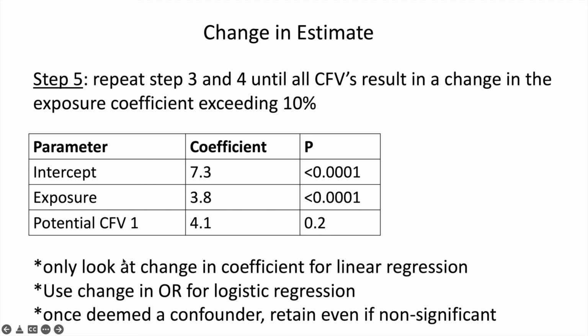Just another thing, we're assuming this is linear regression, where you just look at the change in the coefficient. If it was logistic regression, you wouldn't look at the coefficient, you would be looking at whether the odds ratio changes by more than 10%, so you'd be exponentiating these before you compare. And once you decide it's a confounder, its significance is irrelevant. You'd force it into the model.